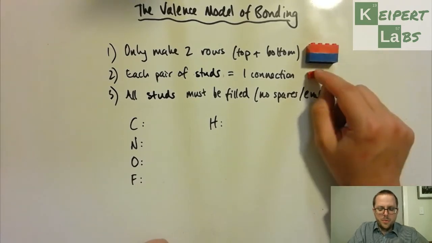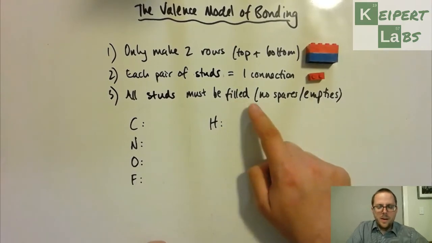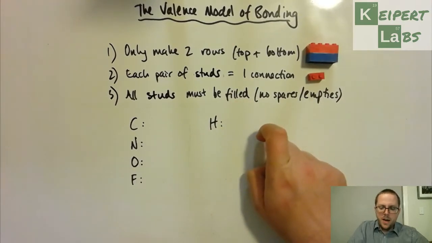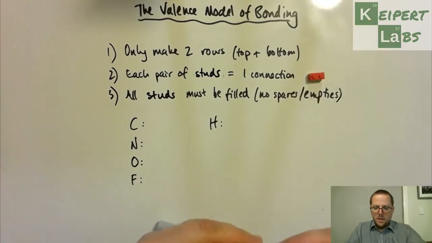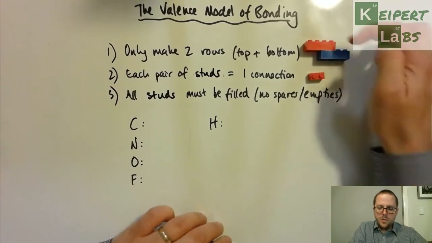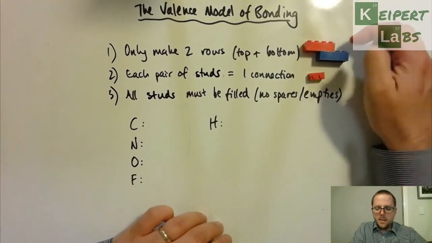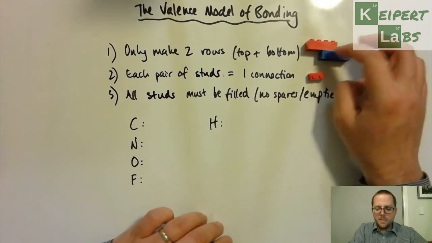And then the final rule is that all studs must be filled or used. There's no spares and no empties. Okay, so you couldn't make a connection like that, and just say that's my compound, because you've got 2 empty stud pairs over here and then 2 empty ones over here. So you've got to make sure that all the gaps are filled.